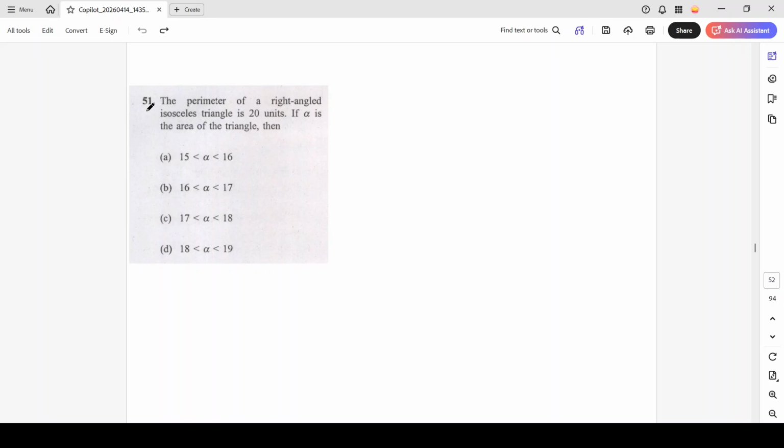Question number 51 says the perimeter of a right angled isosceles triangle is 20 units. That means there is a triangle which is right angled and whose two equal sides are, let's say, A and A. It is an isosceles triangle, so the hypotenuse will be A root 2. We have been given that the perimeter, 2A plus A root 2, is equal to 20 units.